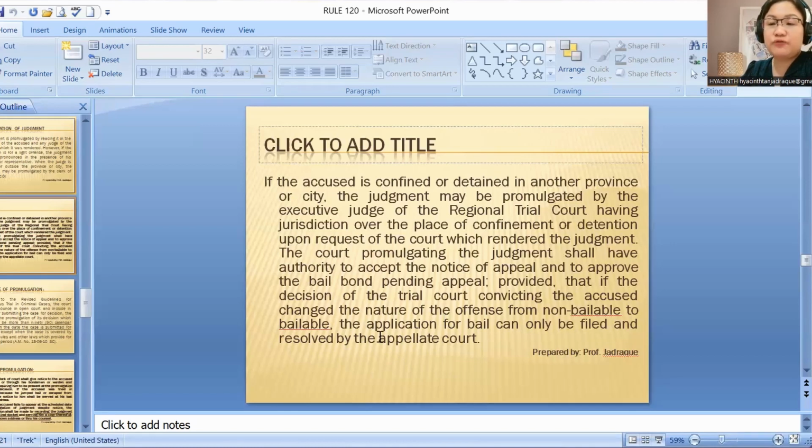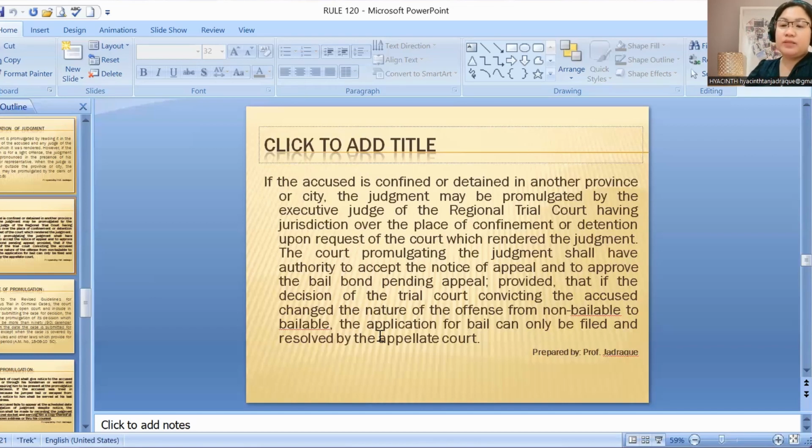if he is charged for murder there in Bohol, and he was also charged for another murder case here in Cebu, and he is detained here in Cebu because the Cebu court was able to obtain jurisdiction over his person first than the one in Bohol, the Bohol court will coordinate with the EJ and the RTC here in Cebu, who has jurisdiction of the place of his confinement or detention.